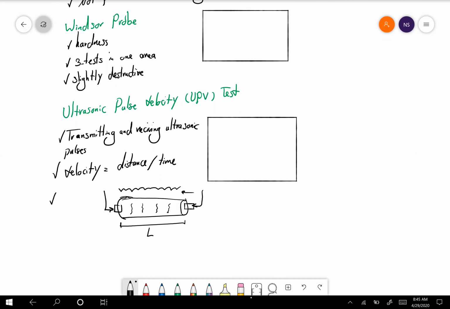So for finding cracks and delaminations or debonding in the concrete surface, or inside the concrete that you cannot see, it's a very good test to find those types of discontinuities in the concrete.